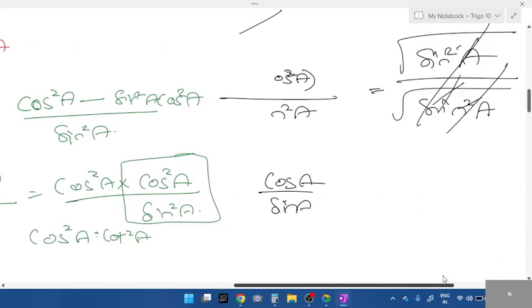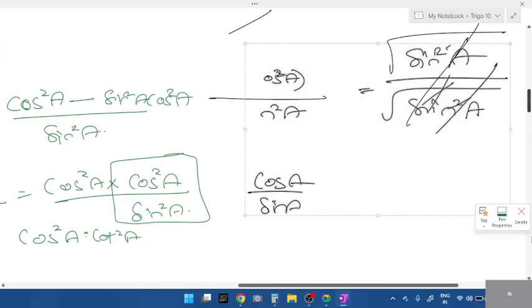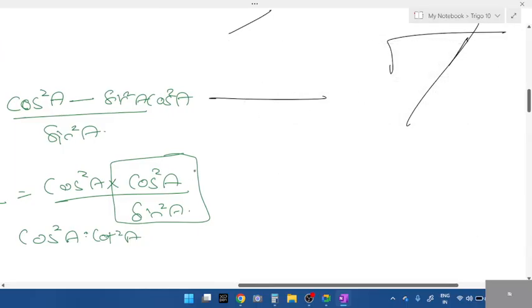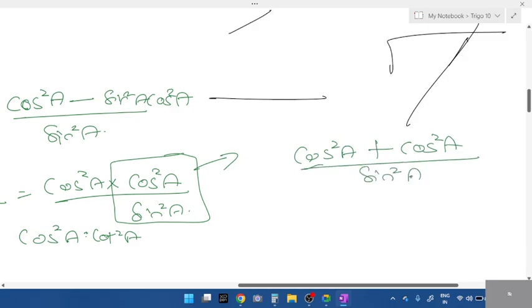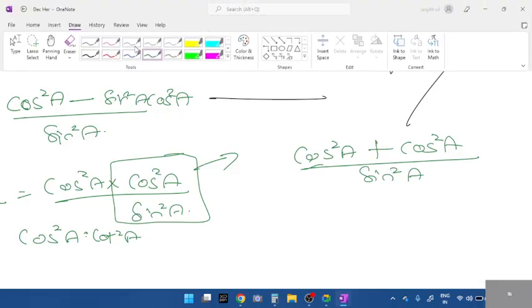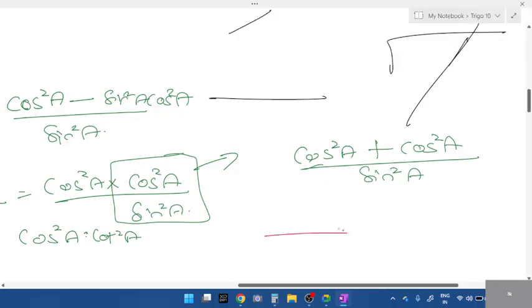See, don't get confused with this one. Look here, don't get confused with this and this one, students. Cos square A, if plus is given, plus cos square A divided by sin square A. Both are different. Whenever there is plus and minus, how do you solve this question? Can you respond? I have to split into how many parts? Two parts, like this, right? Square by sin, like this.